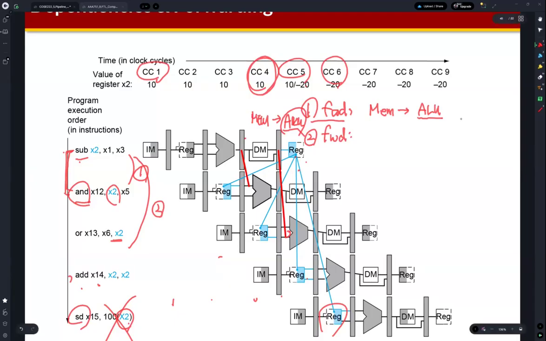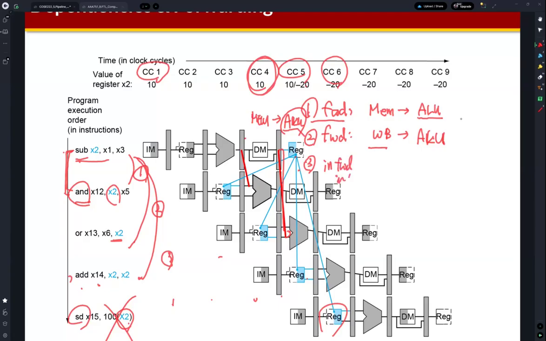The second forwarding is the data delivered from the write back stage, because the sub instruction is in the write back stage, and then this data is forwarded to the input of the ALU, right? So this is the second forwarding. What is the third forwarding? The third forwarding is the internal forwarding in the register file.